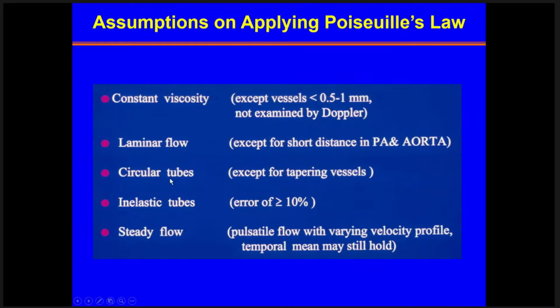All of the calculations that you saw on the previous slides assumed a circular cross-section. So if you're looking at tapering vessels, a different approach would be needed to come up with the relations between flow, pressure gradient, and the geometry of the tube. The largest error comes from the assumption that this is an inelastic tube. As you know, human vessels are not inelastic tubes, and that results in an error of at least 10%.